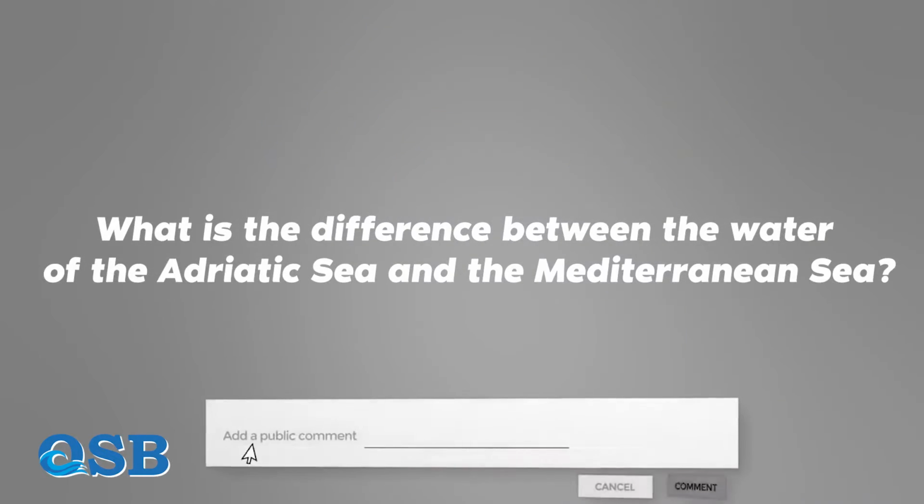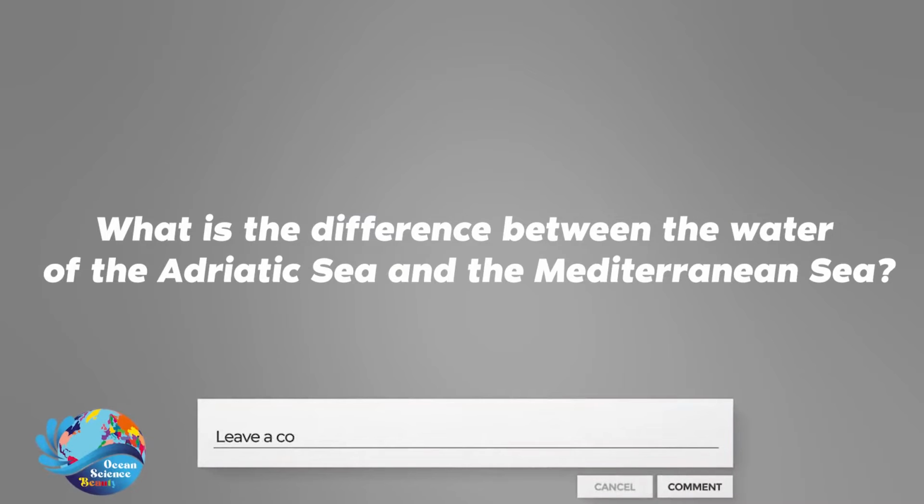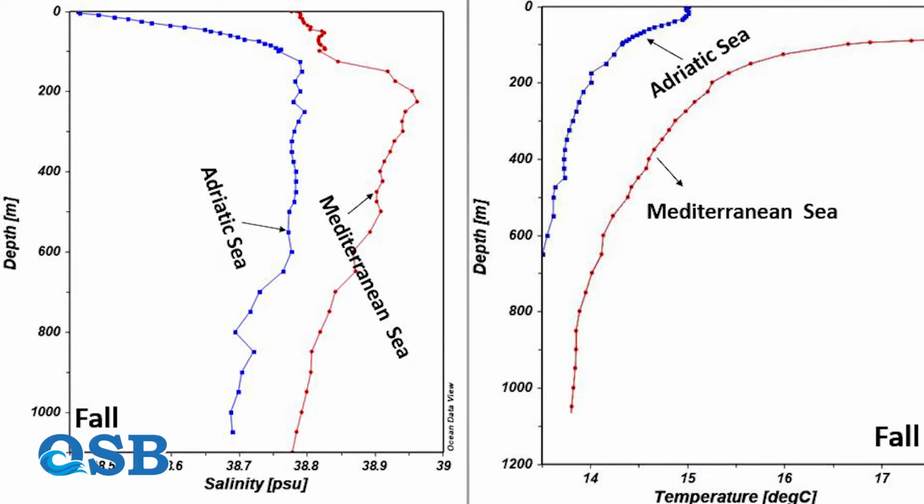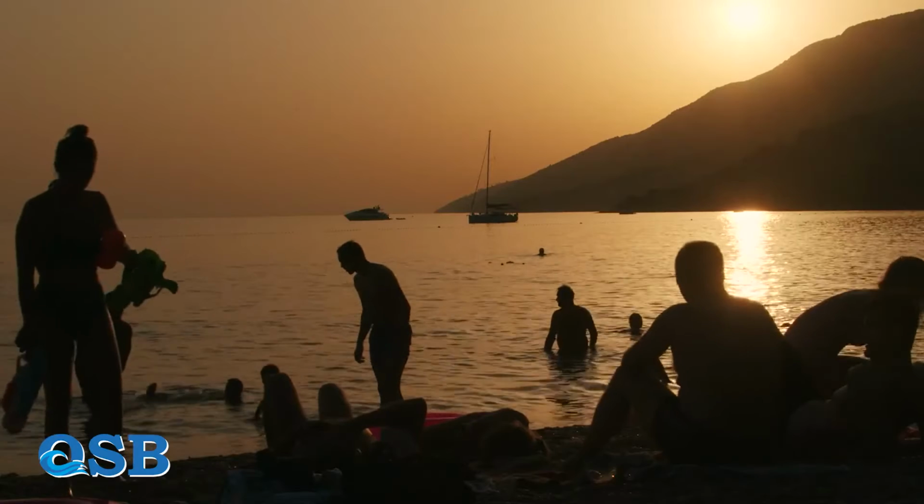What is the difference between the water of the Adriatic Sea and the Mediterranean Sea? What do you think? Mediterranean seawater is generally warmer and saltier than Adriatic seawater. The Mediterranean Sea has a salinity of 0.3 to 0.5 psu higher than the Adriatic Sea. However, the Mediterranean Sea has water a few degrees warmer than the Adriatic Sea.